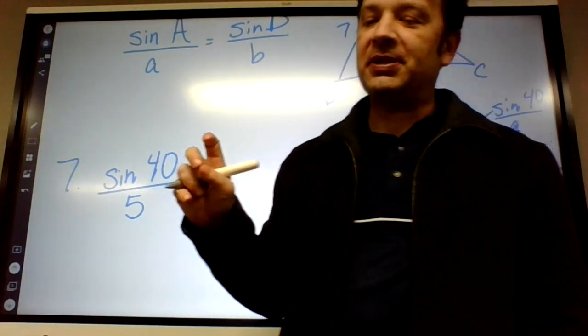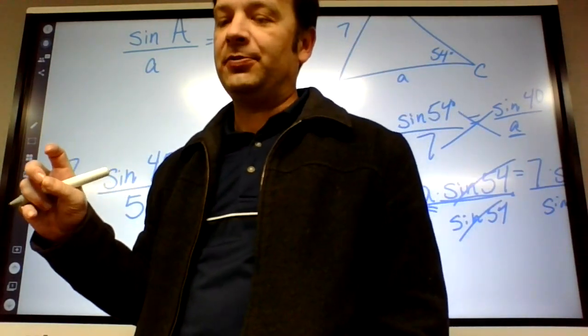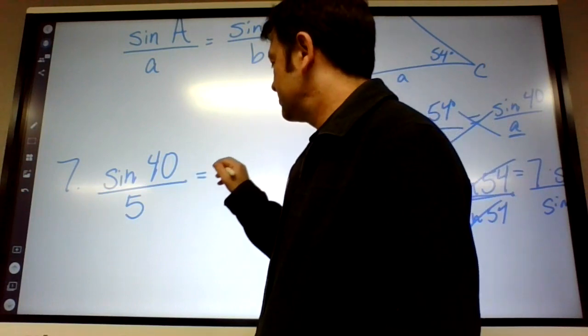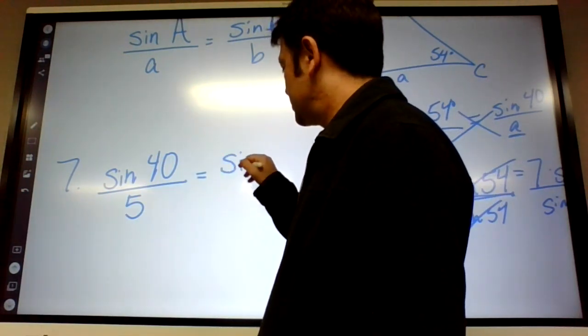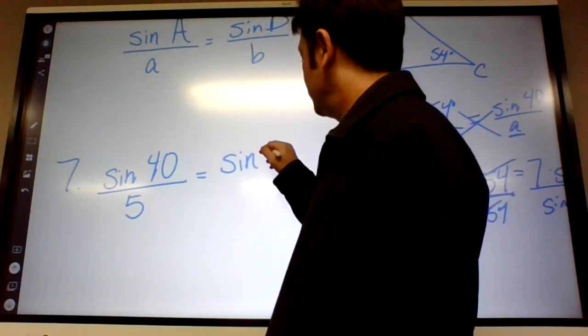Okay. Right now. Sine of 40 over 5 equals what? Equals sine of 50 over A.